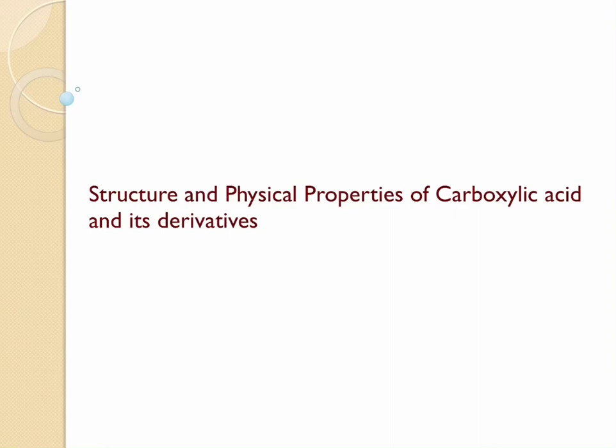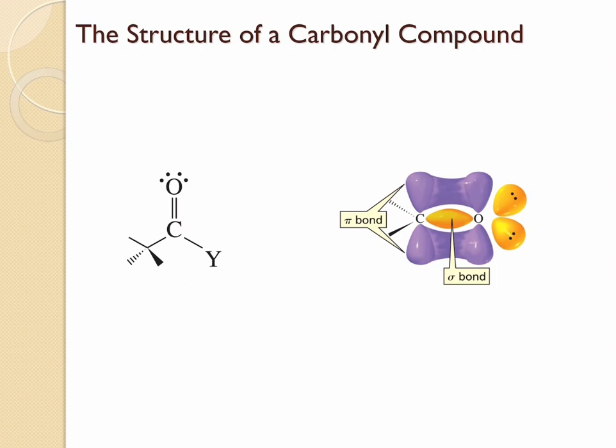Structure and physical properties of carboxylic acid and its derivatives. Here is the general structure for carbonyl compounds or carboxylic acid derivatives. The carbonyl carbon is sp2 hybridized here. So this carbon right here is sp2 hybridized.